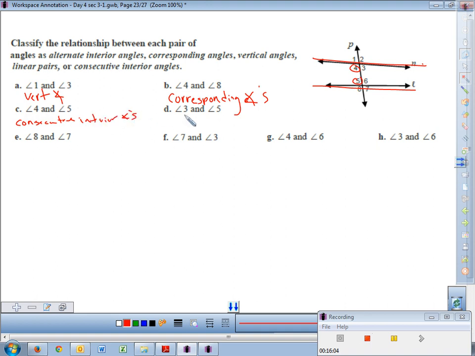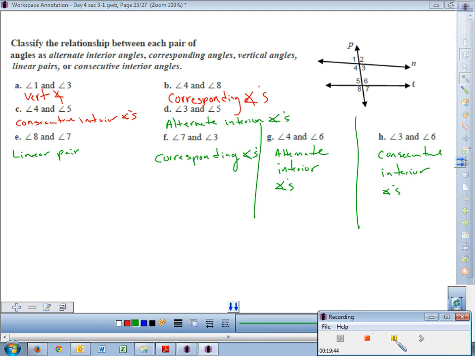And what I'd like you to do is to finish this set of problems. Do D, E, F, G, and H. Why don't you pause the video and give those a finish, and then we'll see if you got them right. So give her a pause. So hopefully on D you had alternate interior angles for 4 and 6, and 7 and 8. They are a linear pair right there. They're right next to each other, forming a line. And 7 and 3 are corresponding angles, and 4 and 6 were alternate interior angles, and 3 and 6 were consecutive interior angles.